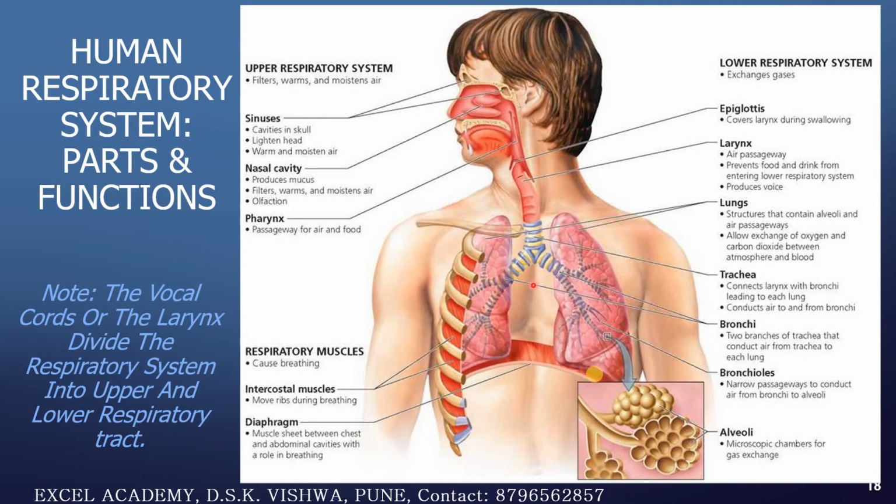Then there are two lungs. This is the left lung and this is the right lung. The left lung has only two lobes, to accommodate the heart, and the right lung has three lobes. So the right lung is slightly bigger. Trachea, as we have seen before, has 20 C-shaped cartilages. Bronchi are the two branches of the trachea, in an inverted Y shape. So this is the trachea and these are the two bronchi. Bronchus is singular, bronchi plural.